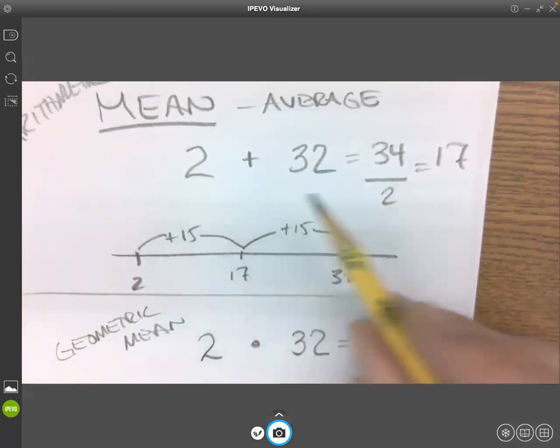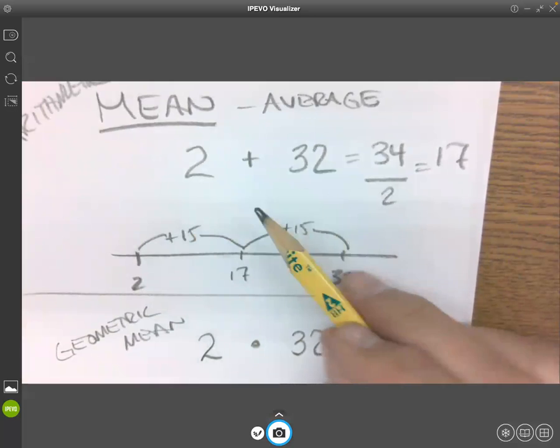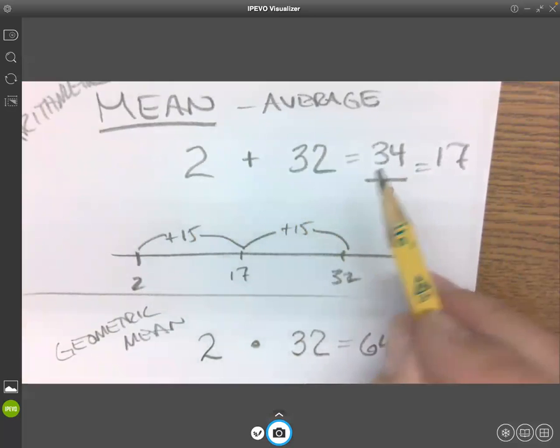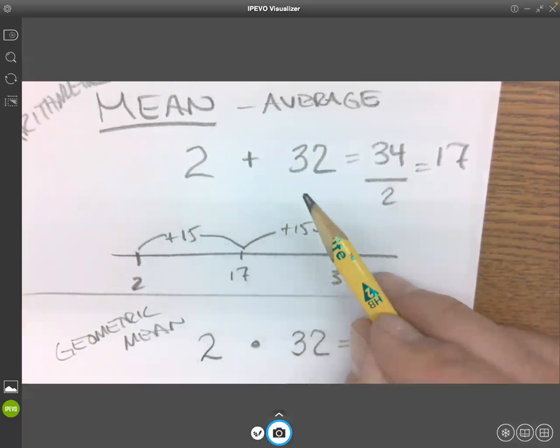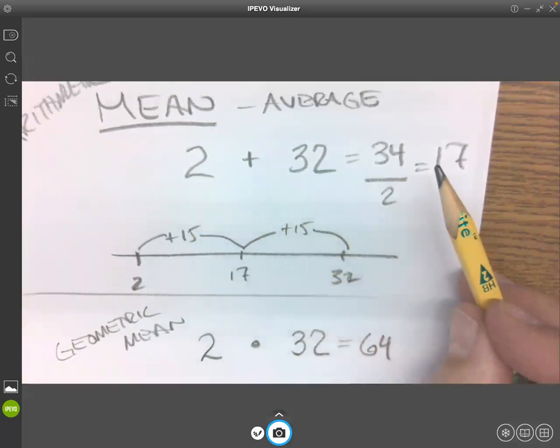We added 2 numbers together to get 34. By dividing by 2, we said, okay, I understood we added 2 numbers together, but what if those 2 numbers had been the same number? What would that number have to have been? And the answer would be 17.